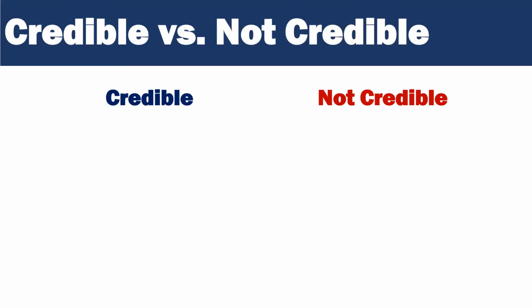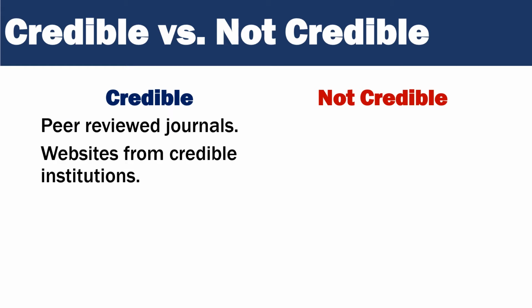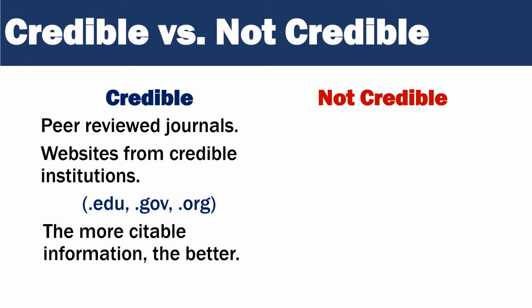Something else I like to touch on is the difference between credible and not credible sources. Making sure that you use credible sources will help you with your overall research, and fitting your sources into APA format will be that much easier. Some examples of credible sources are peer-reviewed journals, websites from credible institutions with .edu, .gov, or .org in the URL, and the more citable information, the better.